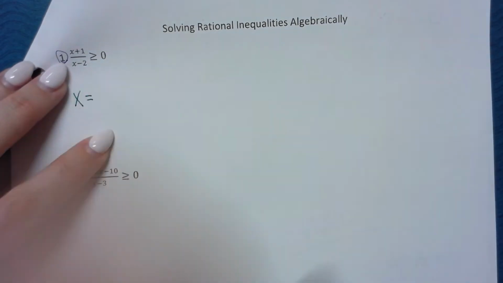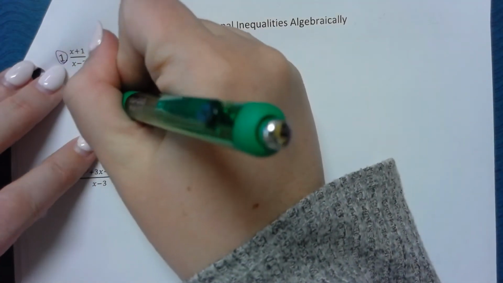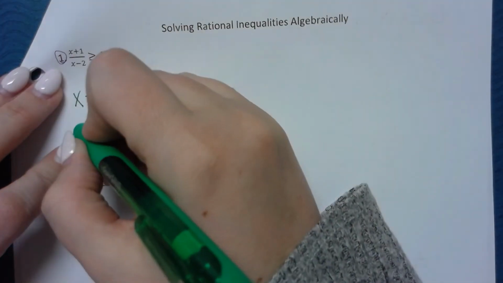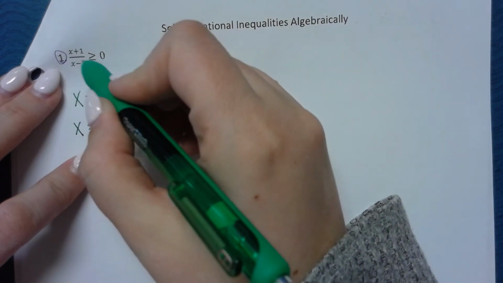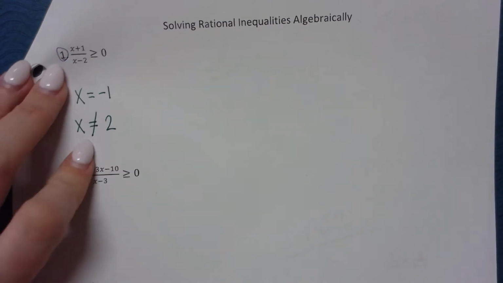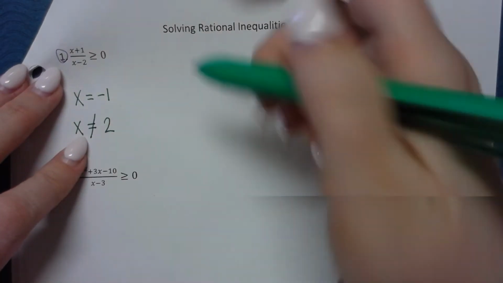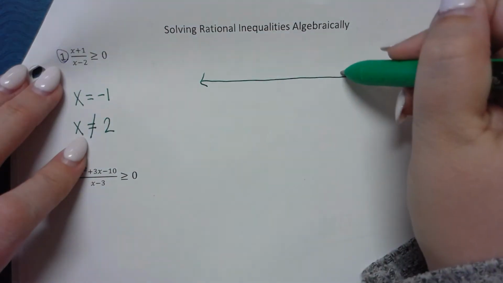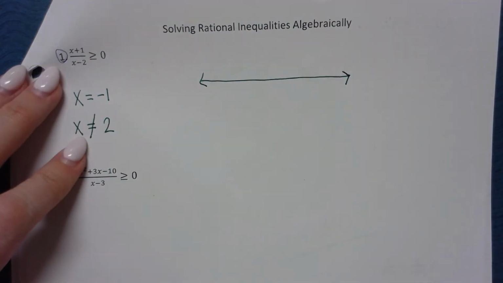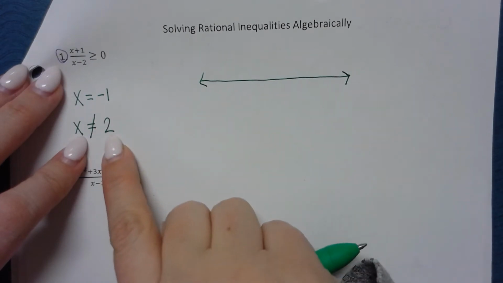So if we look at the top, our x-intercept here would be -1. And then if we looked at the bottom, we would have a vertical asymptote at x equals 2. So x cannot be 2, right? The domain, x cannot be 2. So these are two numbers that have to be on our number line. So x can be -1, x cannot be 2.